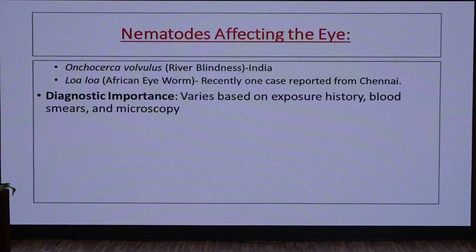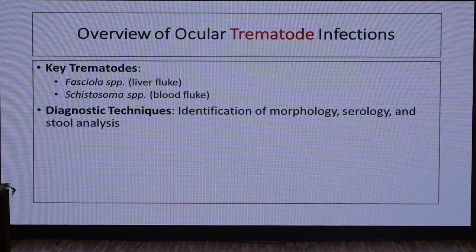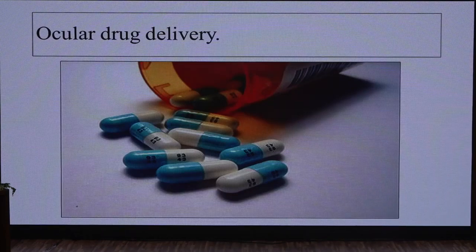Nematodes affecting the eye include Onchocerca volvulus, Loa loa. Recently, in 2023, one case has been reported from Chennai, and in India, Dr. Ivneet, 10 cases. Yes. So recently only 10 cases of Loa have been reported from India. Similarly, for cestodes and trematodes, the diagnostic techniques are identification of morphology, serology, and stool analysis.